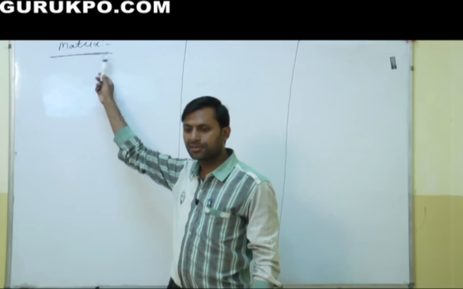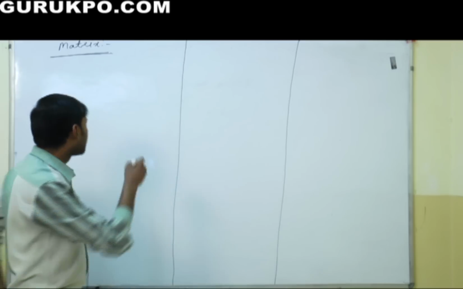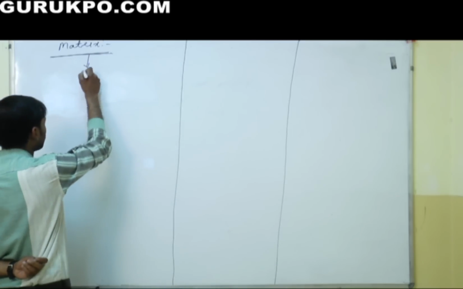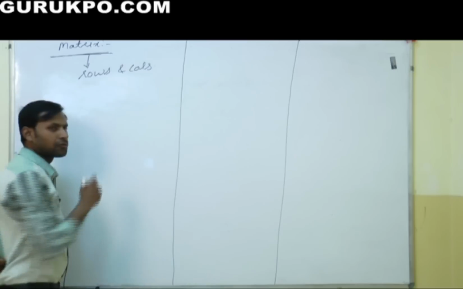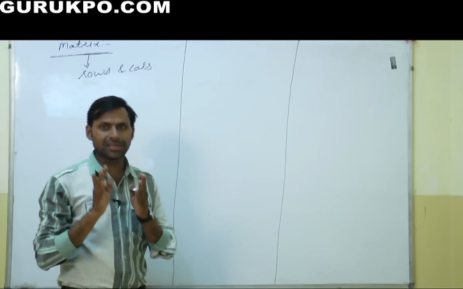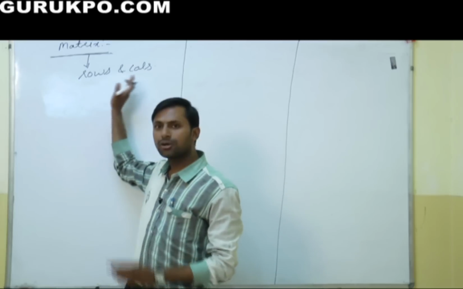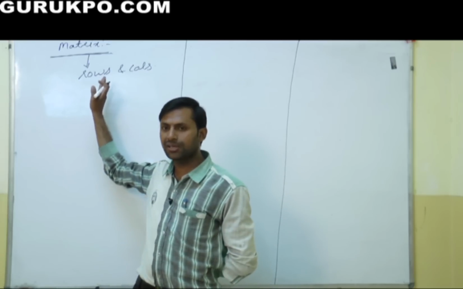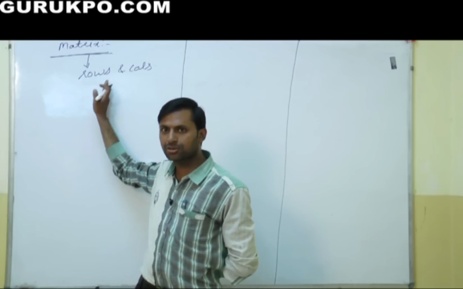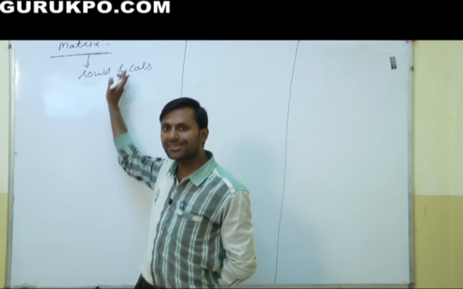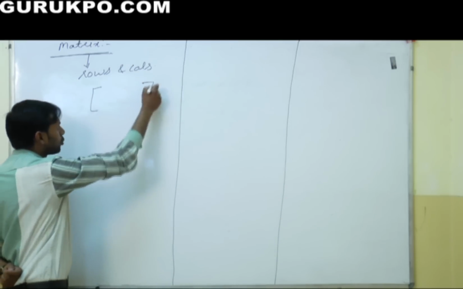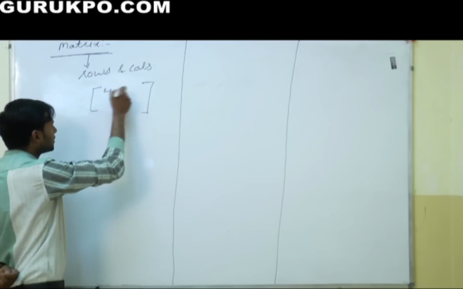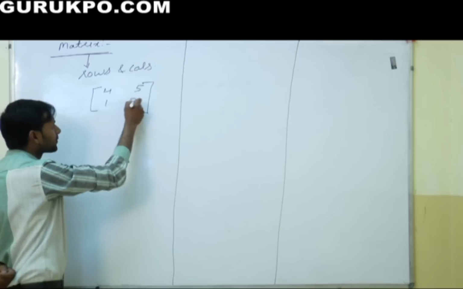What is a matrix? A matrix is simply a collection of rows and columns. There are some rows and there are some columns. Any structure of rows and columns is known as a matrix. Like we have two rows and two columns. The members are 4, 5, 1, 3.